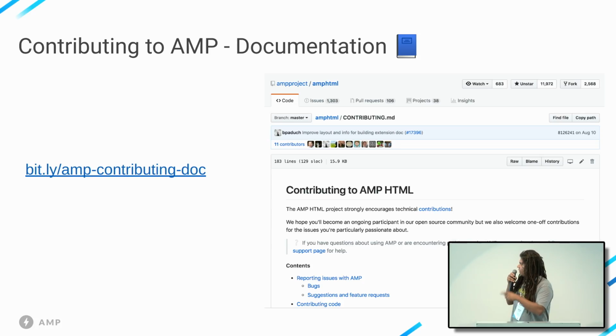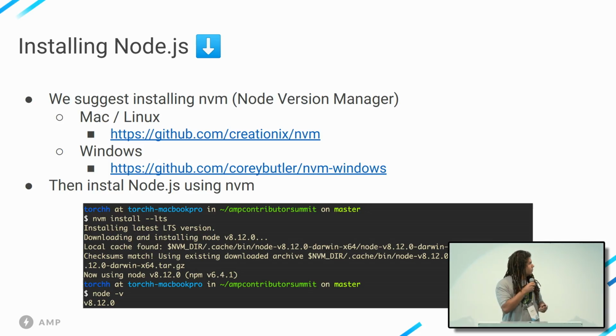So that leads us into this contributing doc. From here on until after we finish our contribution, there's a really nice doc on contributing to AMP. It goes over how to set up your dev environment, good first issues, when to file issues, and things like that. I made a bit.ly link at amp/contributing doc, and I think that's a great place to start if you're following along. So the first thing we're going to do is install Node.